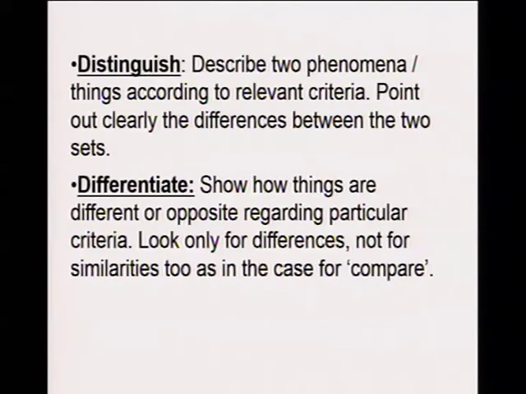Distinguish means to describe two phenomena, things, according to relevant criteria. Point out clearly the differences between the two sets. Differentiate means to show how things are different or opposite regarding particular criteria. Look only for differences, not for similarities too, as in the case for compare.